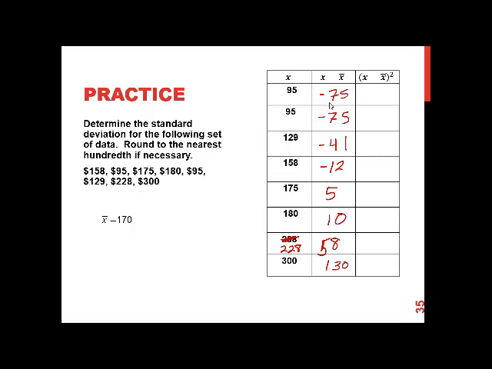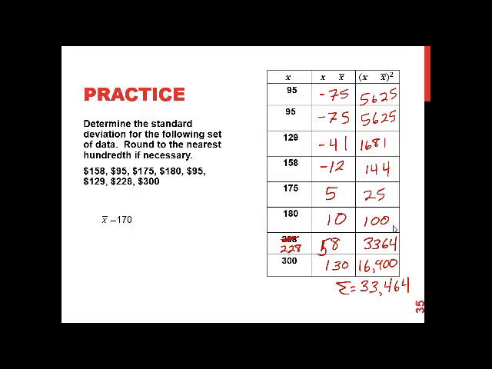Now, the fun begins. 75 squared is 5625. And that's duplicated. 41 squared is 1681. 12 squared, something nice, 144. 25, 100. 58 squared is 3364. And 130 squared is 16,900. And if we add that all up, we get 33,464. That's going to give us a huge variance. And notice that over half of that is right here in this last one.